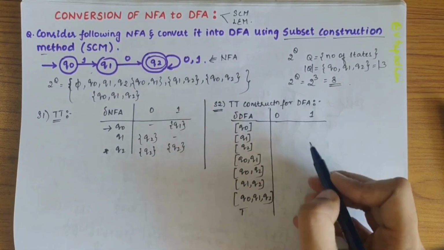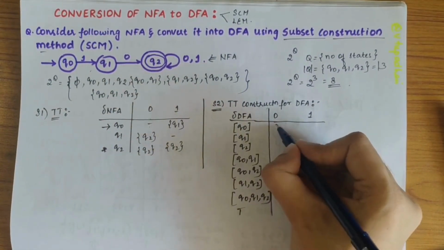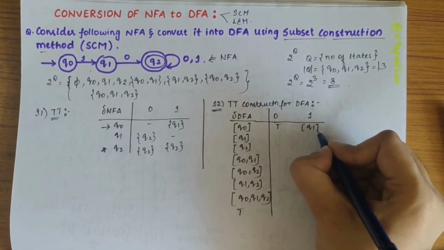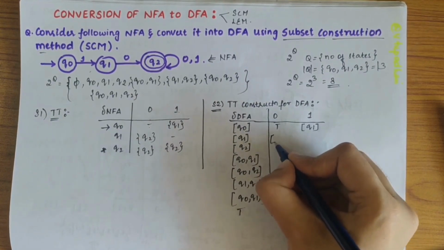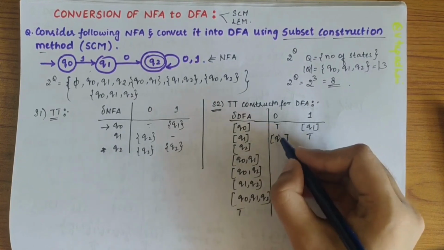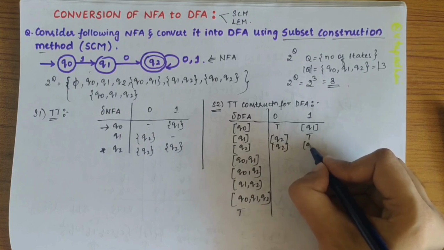And then let's fill the table here. q0 on 0 gives nothing, so let's write t here, null. q0 on 1 gives q1. Let's put it in the square brackets. q1 on 0 gives q2. And q1 on 1 is not defined, so let's put t here. q2 on 0 gives q2. And here q2 on 1 also gives q2 itself.